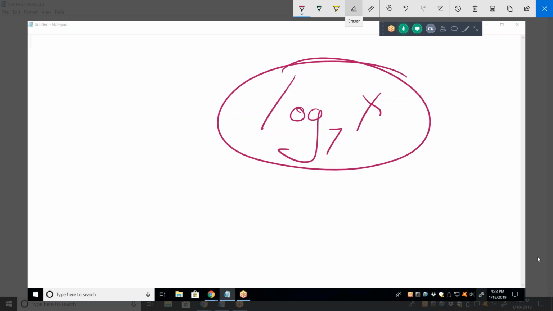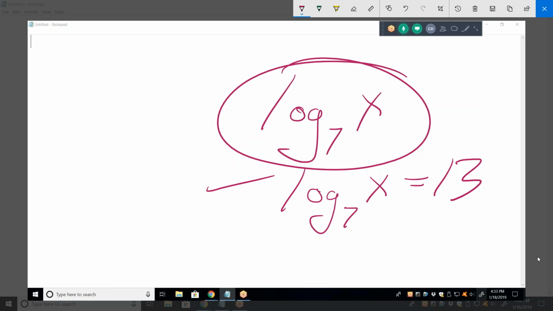Okay? But if I were to say the log base 7 of x equals 13, well, now I can solve that by translating it to an exponential expression. That means 7 to the 13th power equals x. Well, you can get that number on your calculator, right? Do you know how to do that on your calculator? 7 to the 13th power?